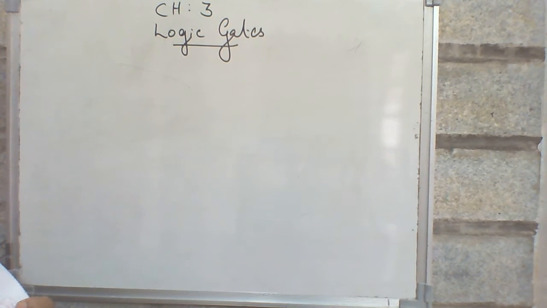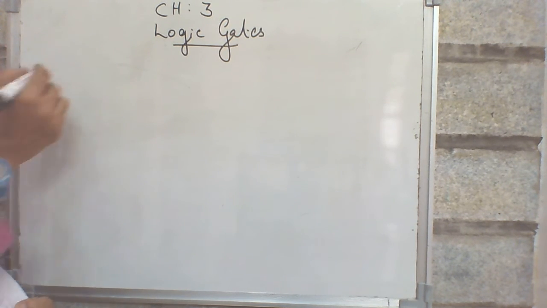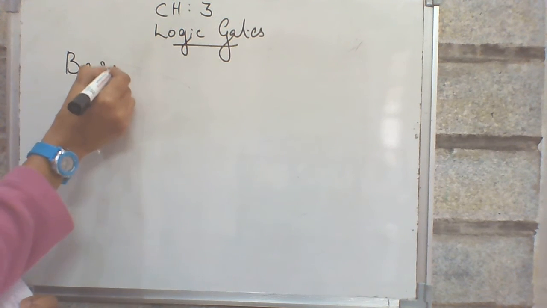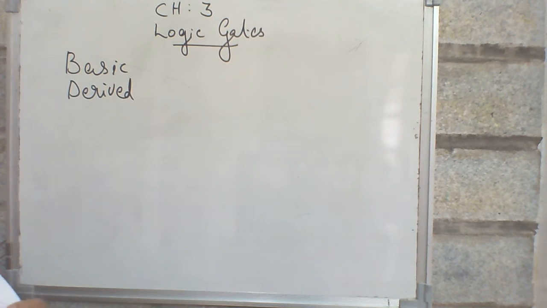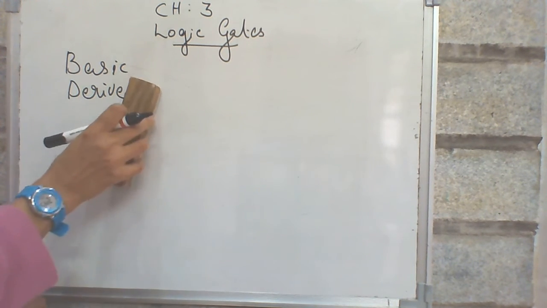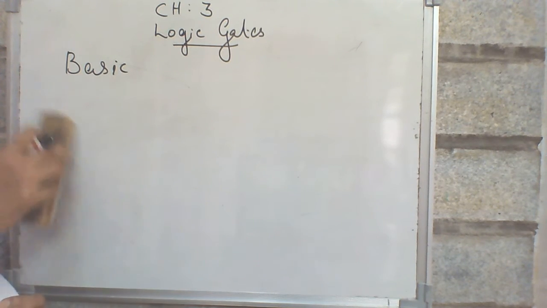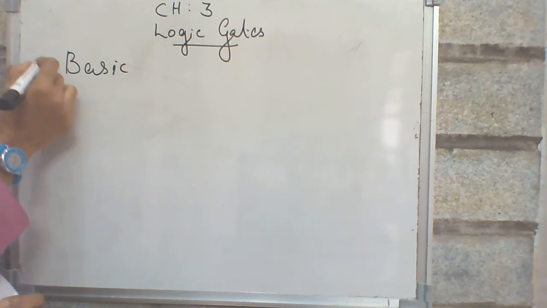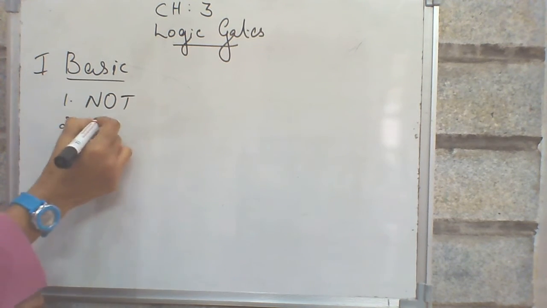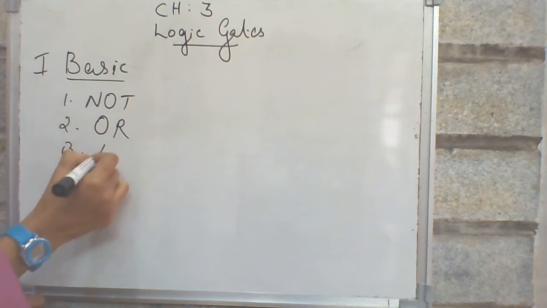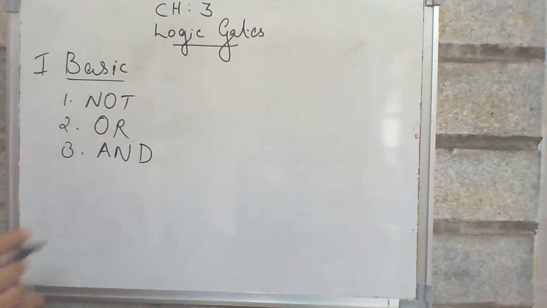Two types of logic gates are basic gates and derived gates. Then first one, what are all the basic gates? We have discussed the basic gates in the last chapter. What are all the basic gates? First one, NOT gate. Second one, OR. And third one, AND gate. These are the three basic logic gates.